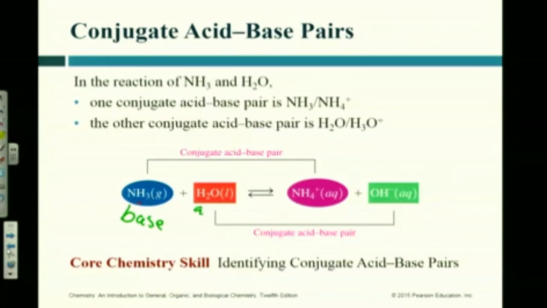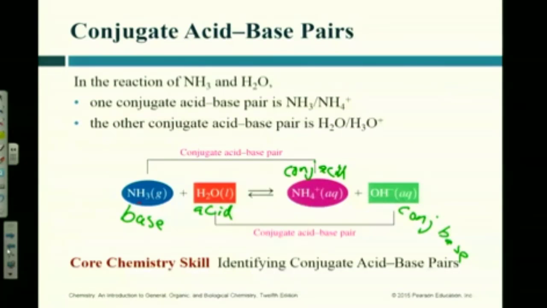And this is my acid, right? The water's going to give up a proton to the ammonia. So if this is a base, then this is the conjugate acid. If this is an acid, then this is the conjugate base.